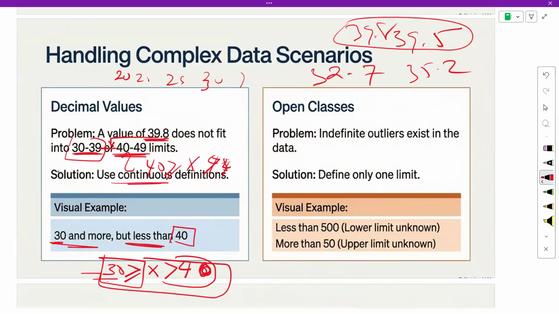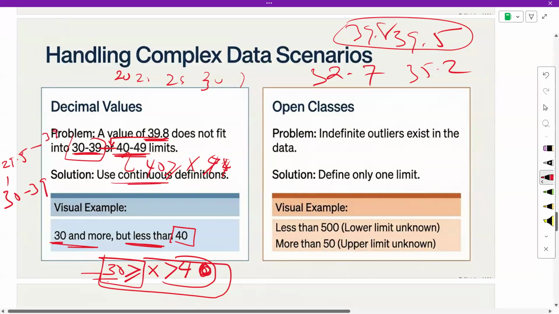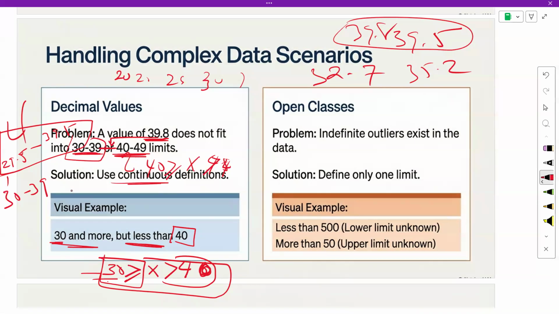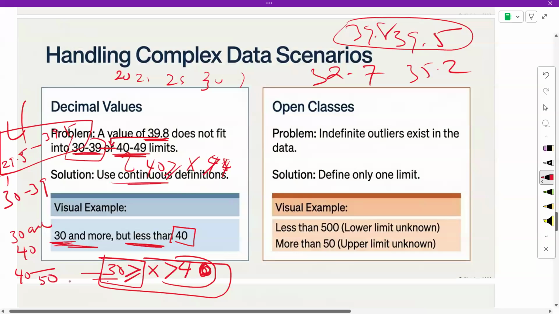So I tell it again. Here, this class is 30 to 39. When we take the actual boundary, it looks like 29.5 to 39.5. So this is actually the class boundary. Sometimes non-statistical people may not know that. So when we write clearly, we can write it this way: 30 and more, but less than 40. The next class, 40 and more, but less than 50. Next class, 50 and more, but less than 60. In that way we can write, so that it may accommodate the decimal points as well.